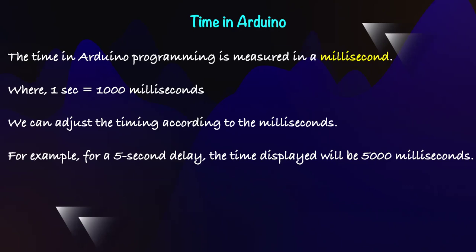If you include a delay of 5,000, that means 5 into 1,000, that is 5,000 milliseconds, which is 5 seconds, right? So you are instructing that the LED should be on and stay on for 5 seconds, that is 5,000 milliseconds, and then it should be off again. Understood? This is how the time is calculated. I gave you a very simple example.